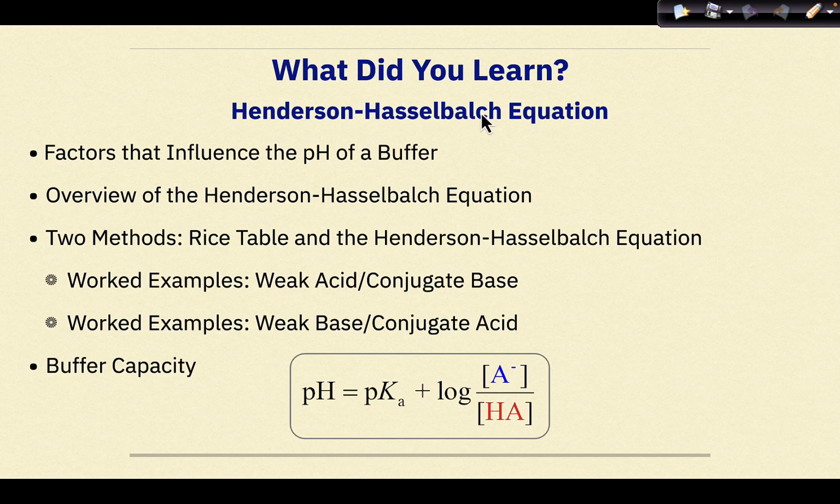So what did you learn? We talked about factors that influence the pH of a buffer, an overview of the Henderson-Hasselbalch equation, looking at two methods that achieve the same result of determining pH, one using Rice tables and the other method using the Henderson-Hasselbalch equation. We looked at worked examples involving a weak acid and a conjugate base, and another worked example using a weak base and conjugate acid. Finally, we talked about buffer capacity.